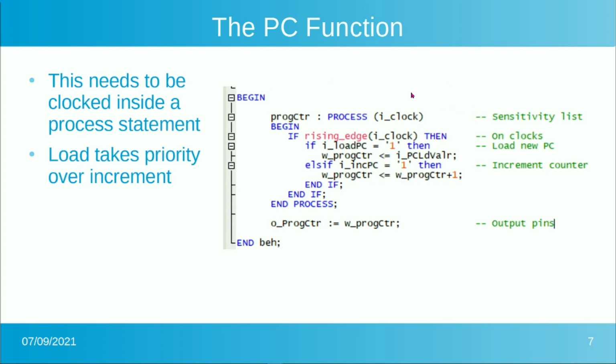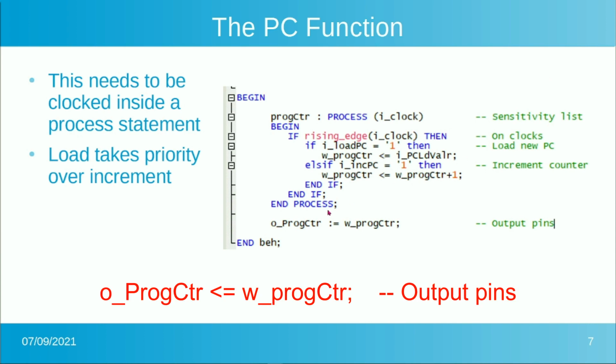And that was defined externally as a signal, and it should have been a standard logic vector with 11 down to 0. And outside of that, we're going to take those bits and we're going to take the output program counter and make it be the value that's inside the loop here. Again, load will take priority over the increment.